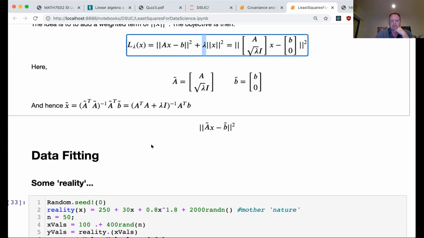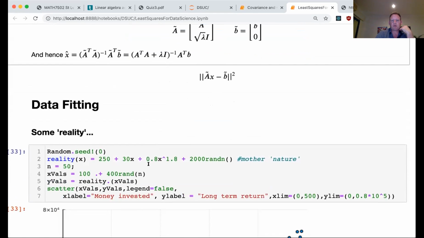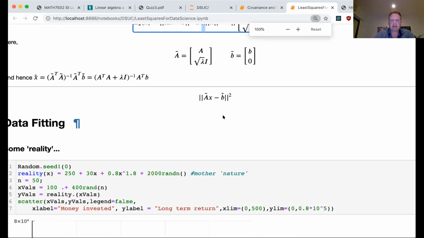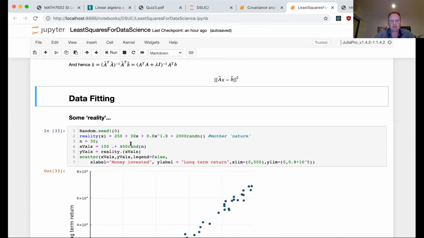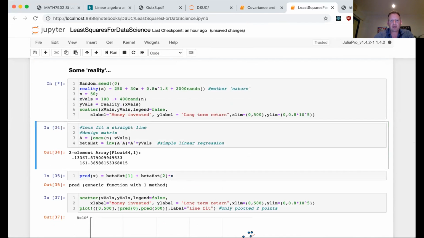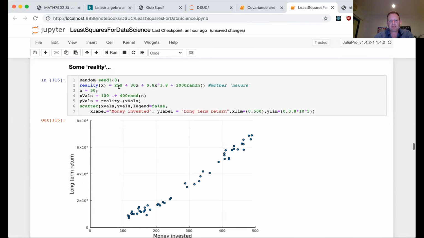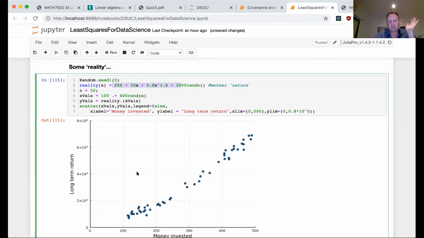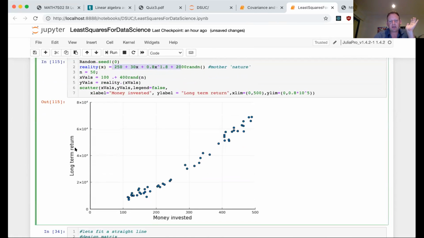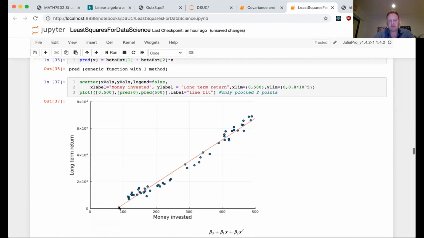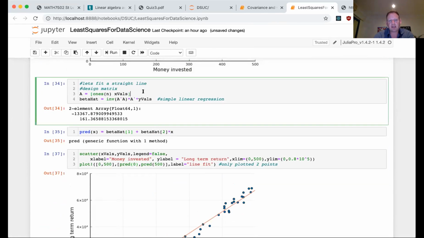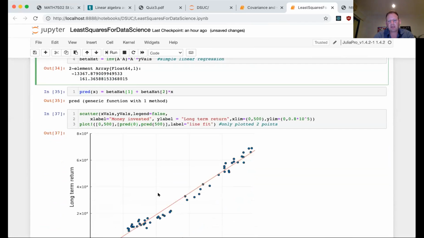Let's see it at work. So what we're doing now is going back to the problem you've seen before when we introduced least squares data fitting. There is some reality where you have some relationship between X, which is money invested, and long-term return. We've been on this notebook before. We've done a least squares fit with one line. And here we've designed A as a design matrix. That's A, the design matrix. And we did a least squares fit.